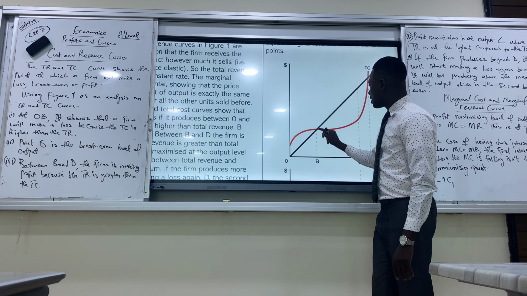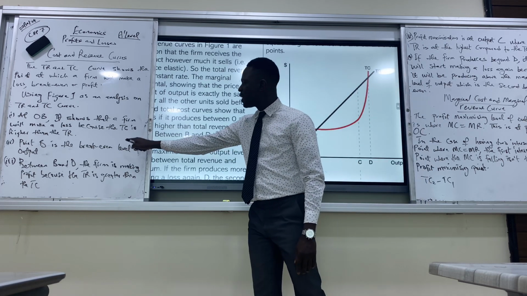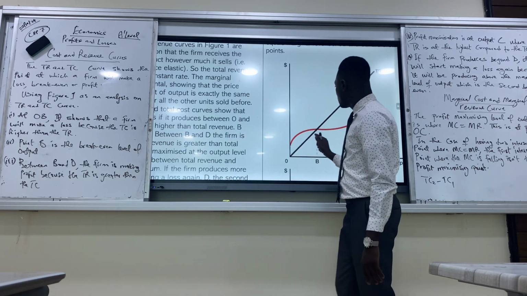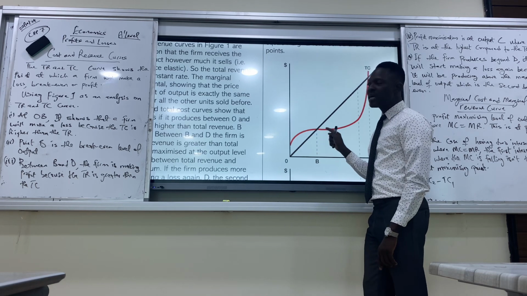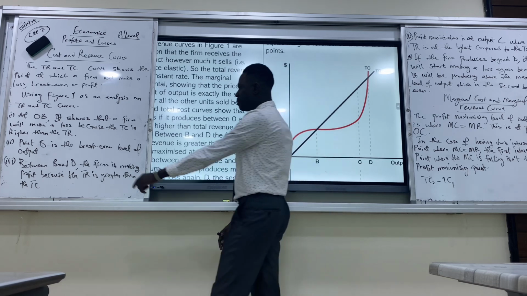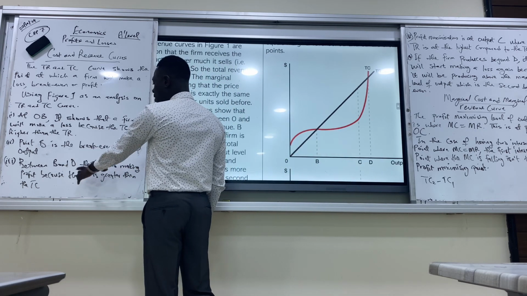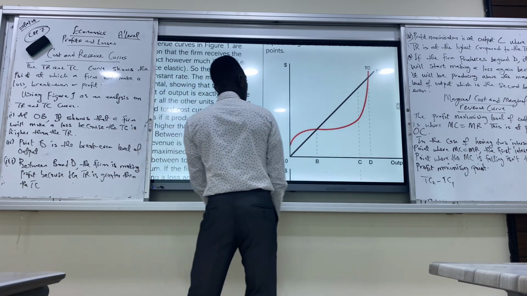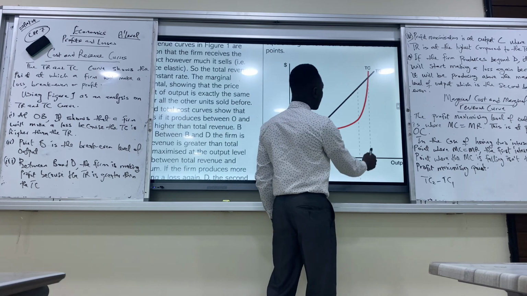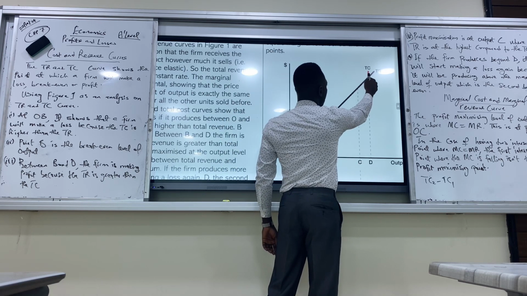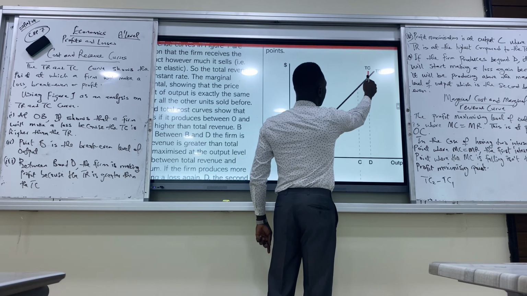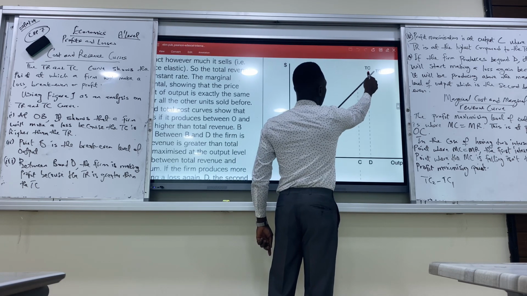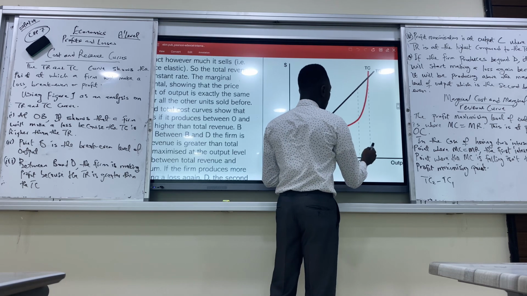Then point B is the break-even level of output. Point B is where the total revenue and the total cost intersect, so it is what we call the break-even point. Then between B and D, the firm is making a profit because the total revenue is greater than the total cost.